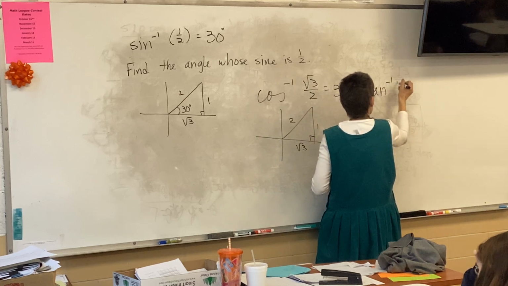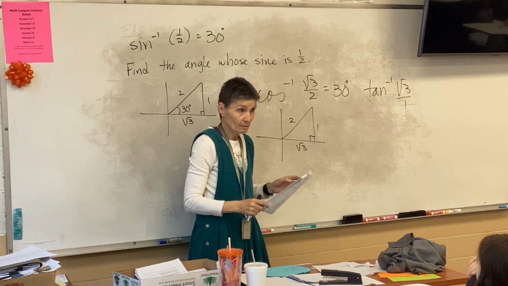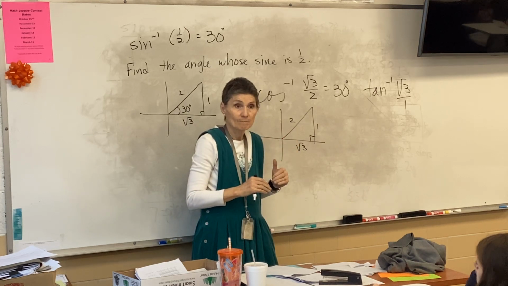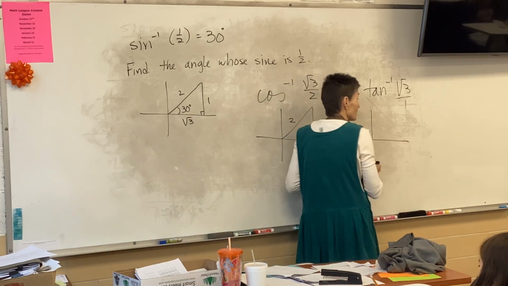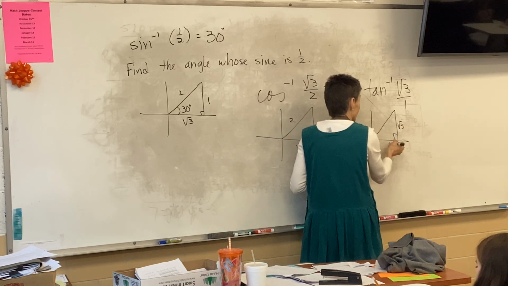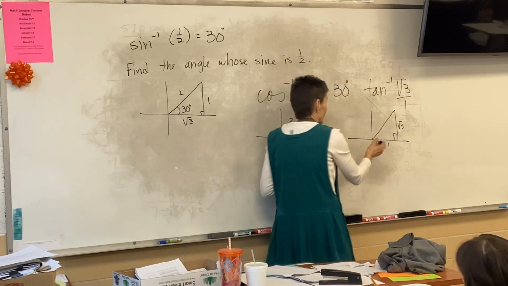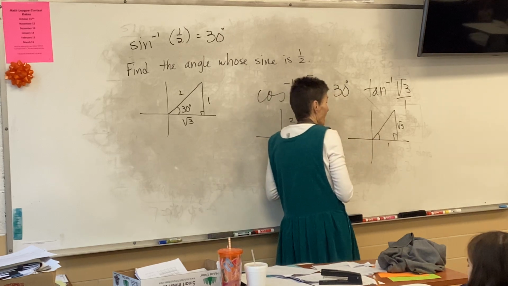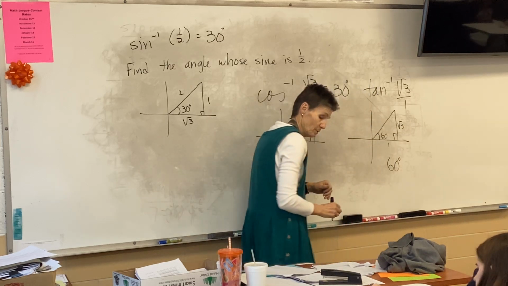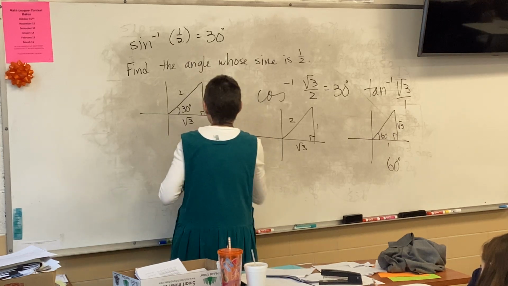Next one. Find the angle whose tangent is root 3, and I'm going to make that a fraction because tangent is opposite over adjacent. So find the angle whose tangent is root 3. What does that look like? Opposite, adjacent. What angle is that? 60. So the answer to the problem is 60 degrees. Beautiful.